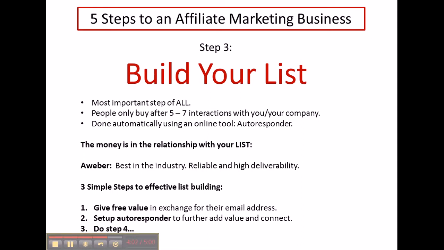Because people only buy from you after 5 to 7 interactions with you and your company. They barely ever buy on the first interaction. That's why you never send them straight to the vendor, because more than likely they won't buy, and also you skip the part of building a list, right? So building a list allows you, on autopilot, to build a relationship with your list, to give value to them, right? And the autoresponder, they call it, is the tool that you use to do this.